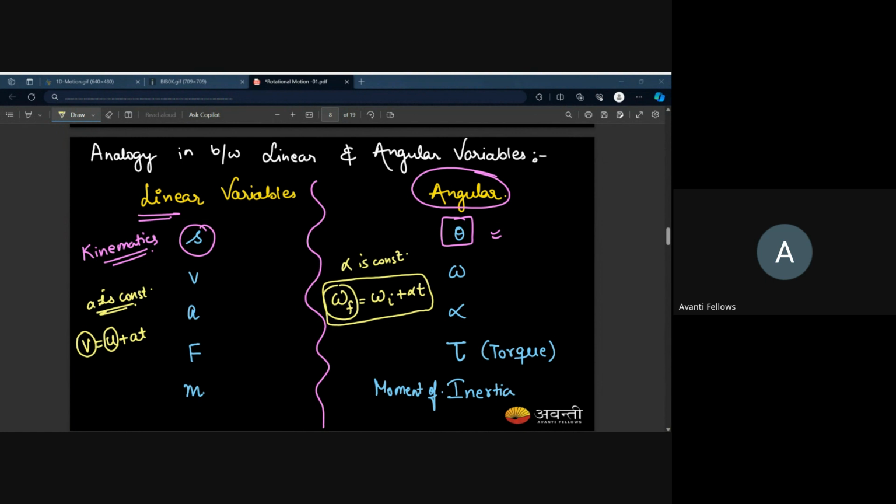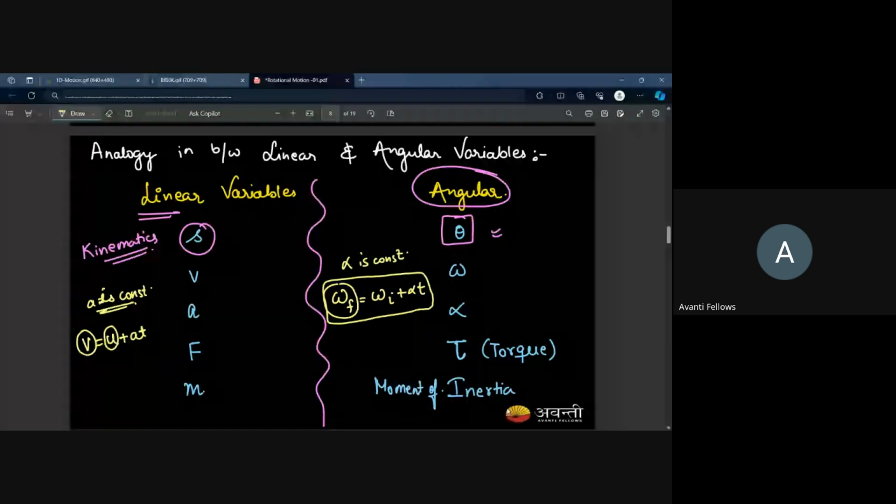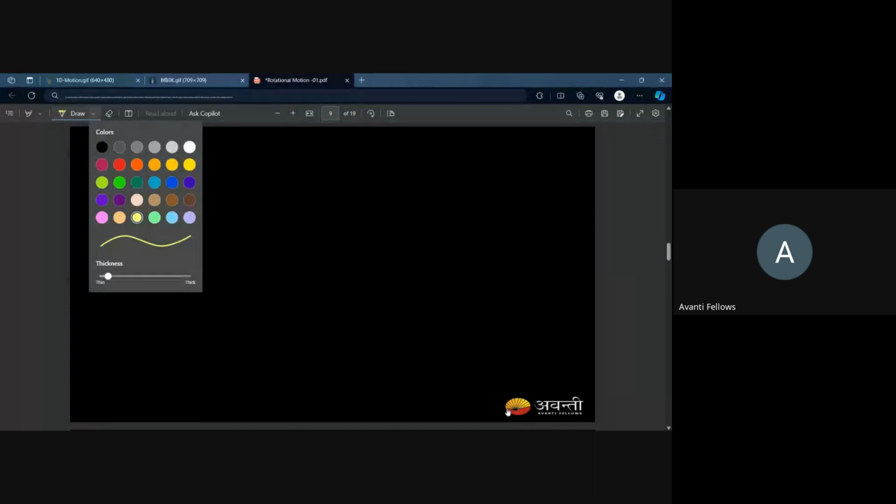Because if you're doing it in your boards, then you will get 0 marks, because step marking would be considered. Here I'm considering only options. I'm okay if you're selecting the right option. That is the point. Yes, ma'am. Okay, let's come to the question.